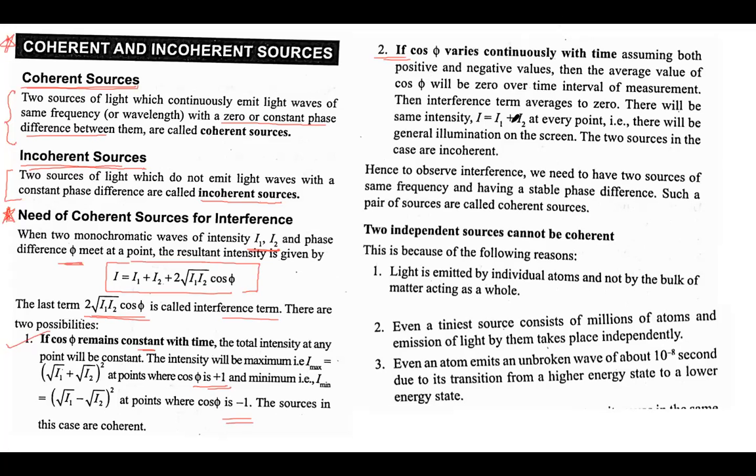अगर incoherent sources होंगे तो उसमें मैक्सिमा मिनिमा का जो पैटर्न बनता है इंटेंसिटी का वो नहीं बनेगा और वहां पे सेम इल्यूमिनेशन पूरे स्क्रीन पे आएगा. Hence, to observe interference, we need to have two sources of the same frequency and having a stable phase difference. Such a pair of sources are called coherent sources.